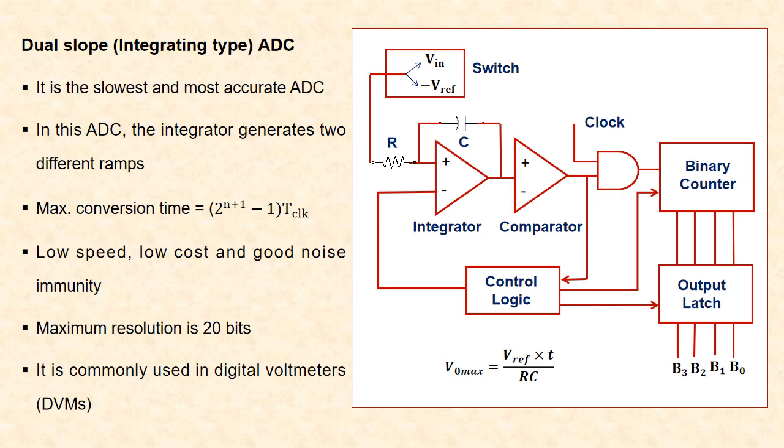In dual slope ADC, the maximum value of output voltage of integrator is given by the formula Vout max is equal to reference voltage into T divided by RC. Here, T is the maximum time the reference voltage can be integrated.